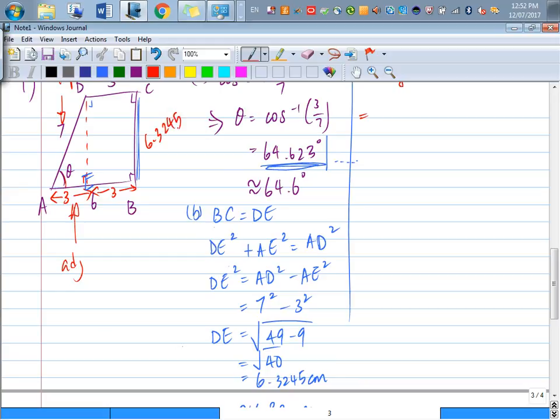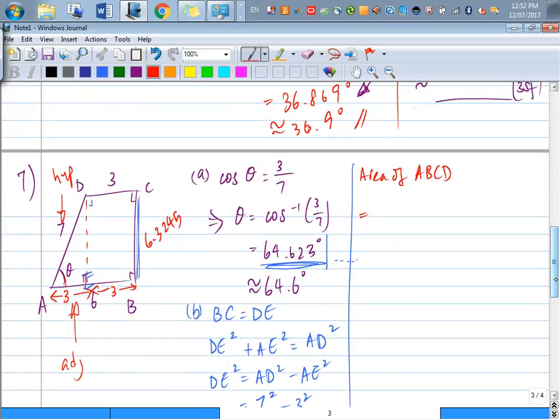What is the area for a trapezium? Half times sum of parallel sides times perpendicular height. Okay? You can choose to do it this way, or you can choose to break it down into this rectangle, in this case it is called a square, plus the area of a triangle. Or you can simply apply this.